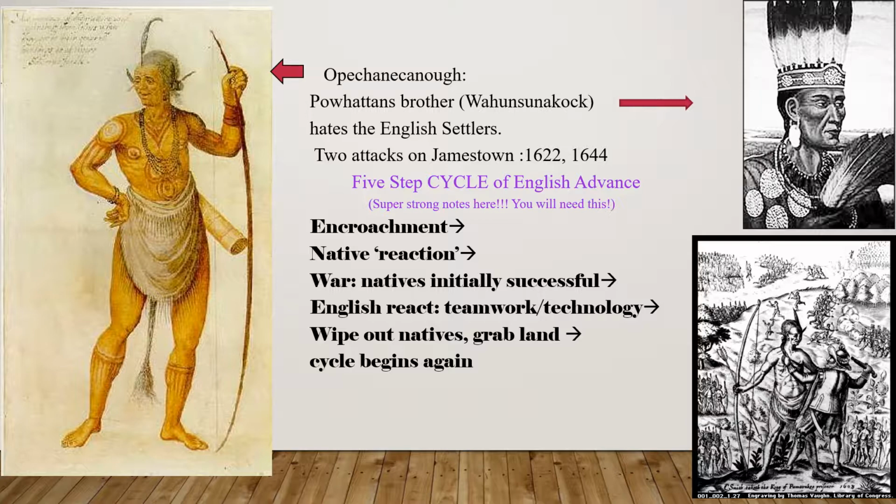So in one of these wars, the English are going to wipe out the Native Americans and they're going to grab the land. It's as simple as that, and it's as complex as that. The English only ever want the land. That's what they want. Once they wipe out the Native Americans and grab the land, the cycle begins again.